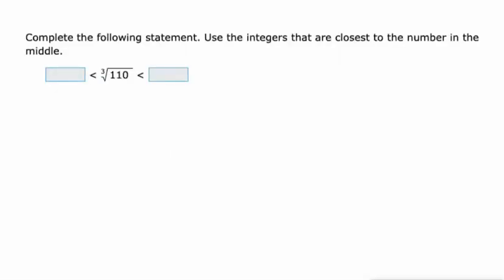All right, then they stopped giving us choices, but it's the same idea. The cube root of 110. So on the low side, I know 4 cubed equals 64. And on the high side, 5 cubed is 125. So they do say between what two integers? So between 4 and 5.